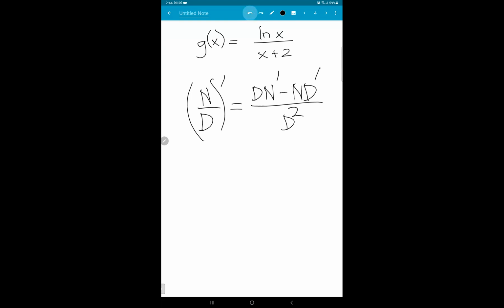So let's apply that formula. So this is our n over d. So d, copy d, differentiate n. The derivative of ln x you should already know by now to be 1 over x.